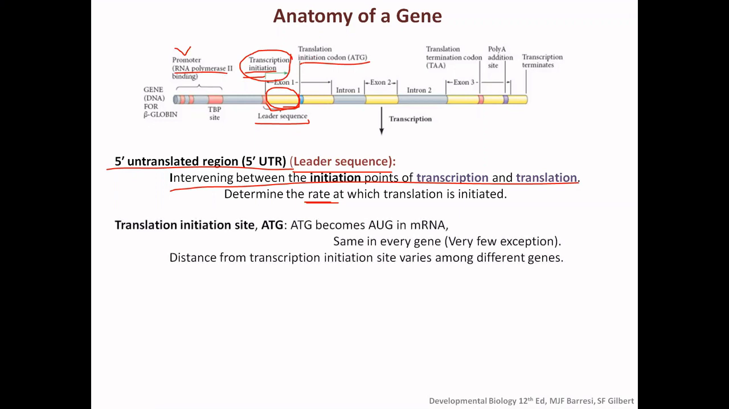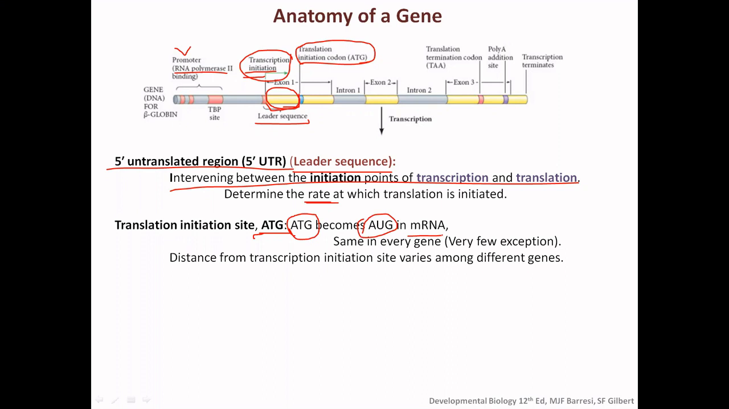Next one is the translation initiation site, meaning that this is the first amino acid of the polypeptide chain that is translated. This is usually the ATG, and in recent discoveries there are some exceptions. The ATG, which is part of the DNA, becomes AUG in the case of the mRNA. But whenever we see the genomic DNA sequence, the ATG is the start codon.